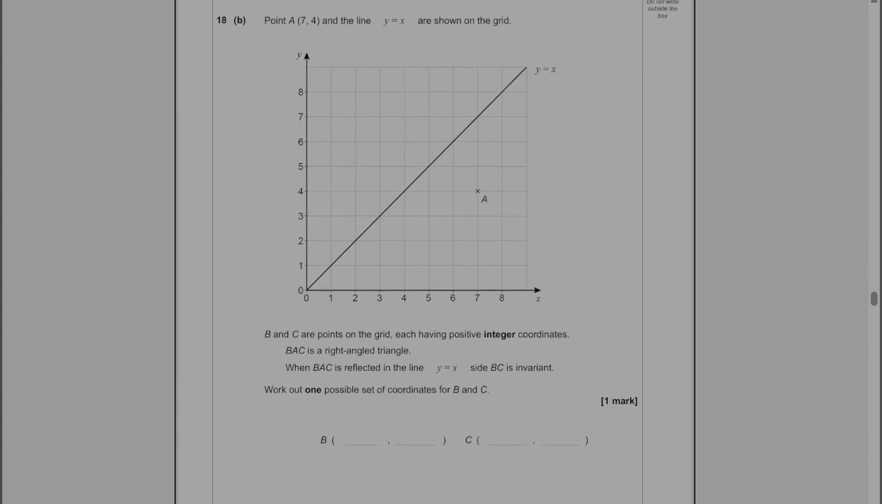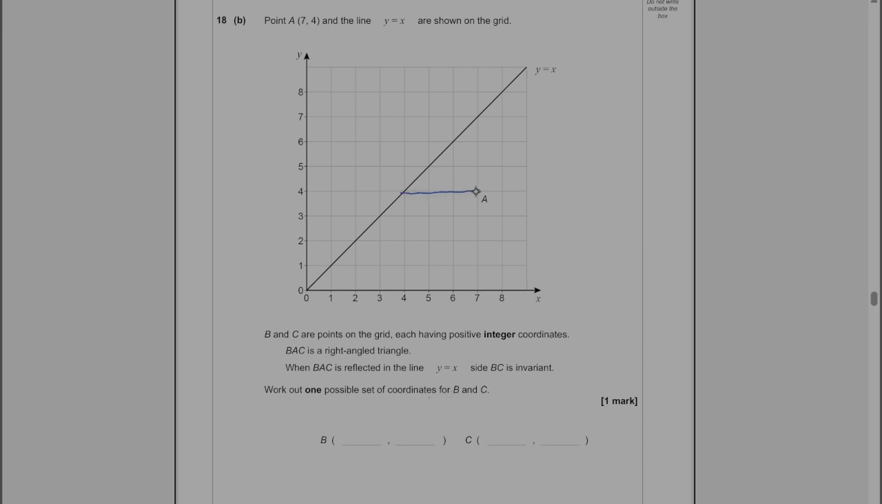Okay, part B. Point A is at 7, 4. It's already marked. And the line y is equal to x is shown on the grid. B and C are points on the grid, each having a positive integer coordinate. BAC is a right angle triangle. When BAC is reflected in the line y is equal to x, the side BC is invariant, so it doesn't move. Work out the possible set of coordinates for B and C.